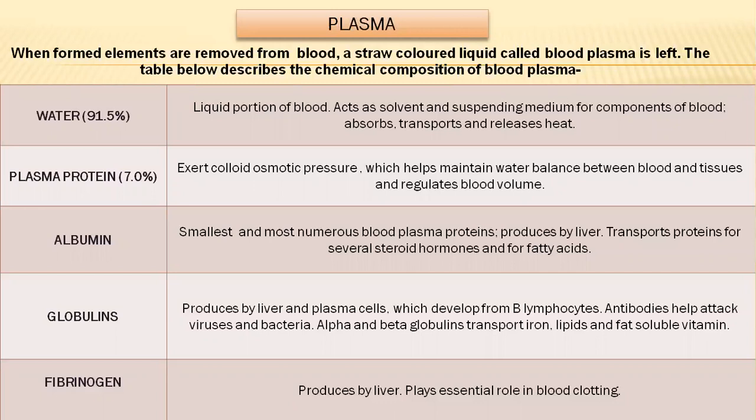Then you have plasma proteins, which will contribute about 7% of total plasma. Mainly their function is to provide colloidal osmotic pressure, which is also called oncotic pressure. This oncotic pressure is the one that will maintain water balance between blood and the tissues, and then it will also regulate blood volume.